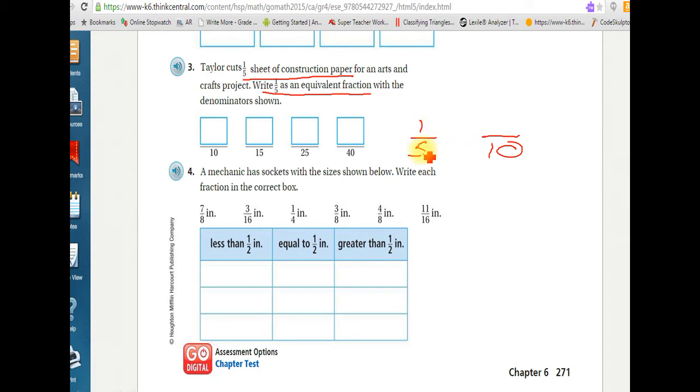So if I want to get 5 and get it up to 10, what do I have to multiply or divide by? In this case, we're getting bigger, so we know we're going to multiply. 5 times what is going to give me that 10? You got it, 5 times 2. Now, once I know that, I already know what I'm going to multiply the top by. Because remember, when you're dealing with equivalent fractions, you have to multiply by a fraction. Here's our fraction, 2/2. That's a fraction.